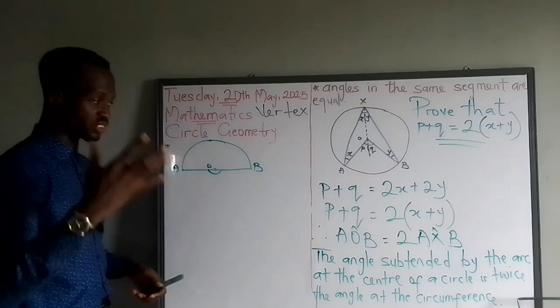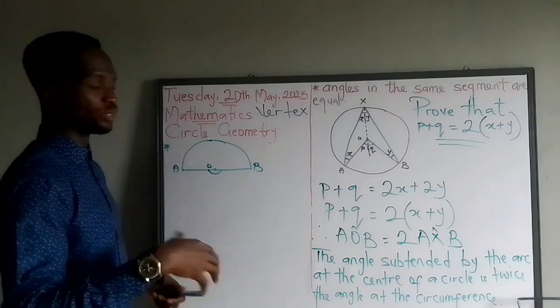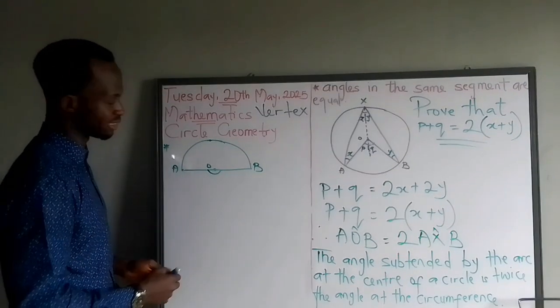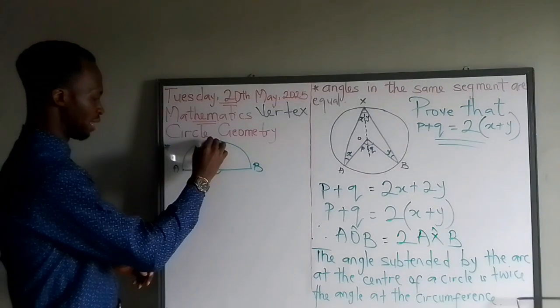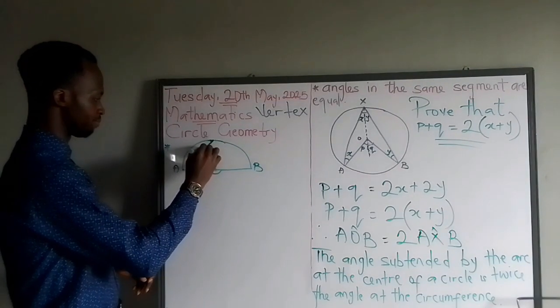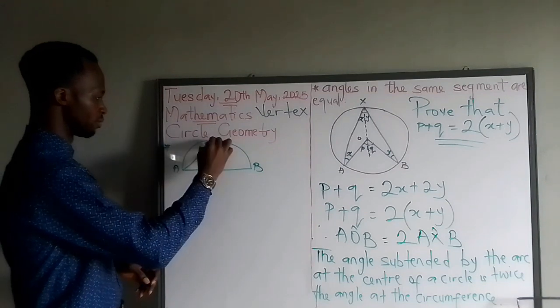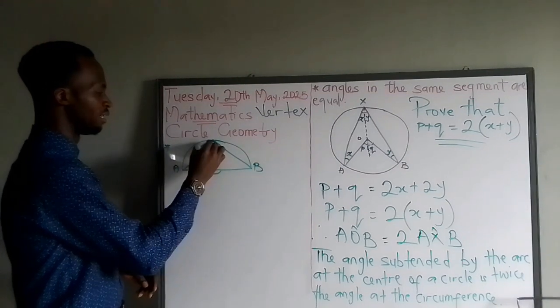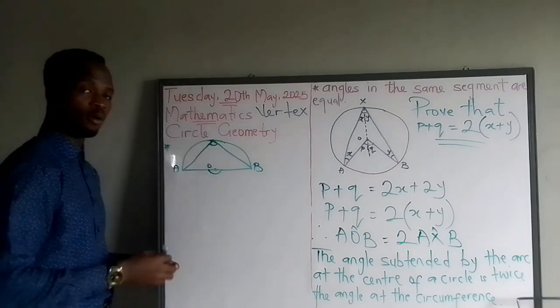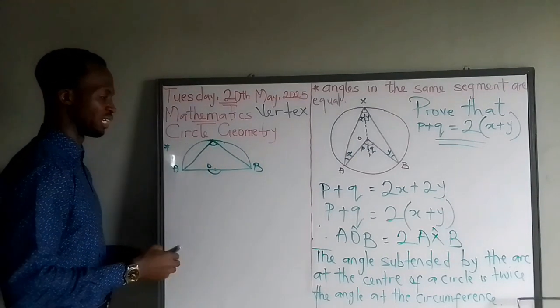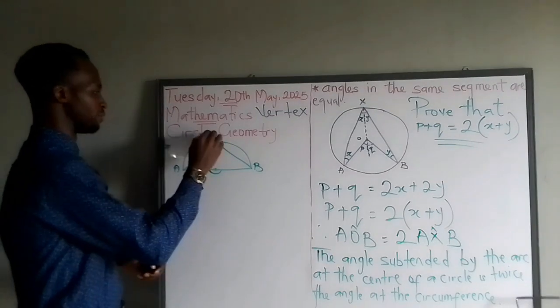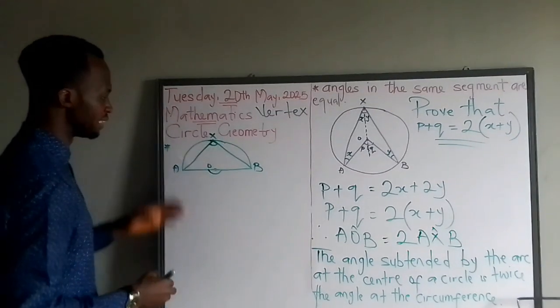So now the second theorem, which states that the angle in a semicircle is 90 degrees. Now, let's see how that is. So let's have an angle just in a semicircle. Now, I told you earlier that angles are formed at the vertex. So let's say this is x.